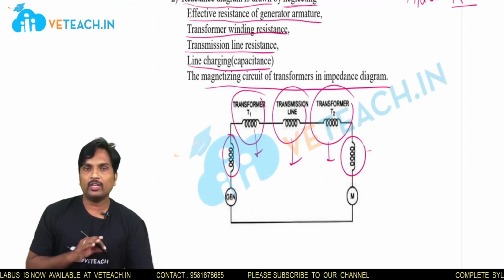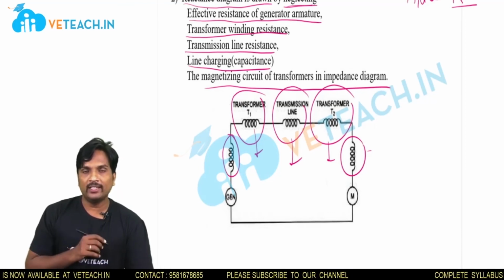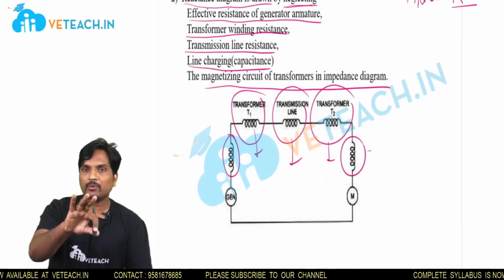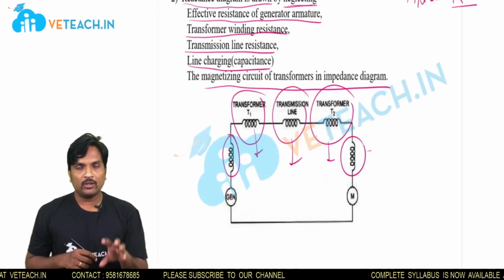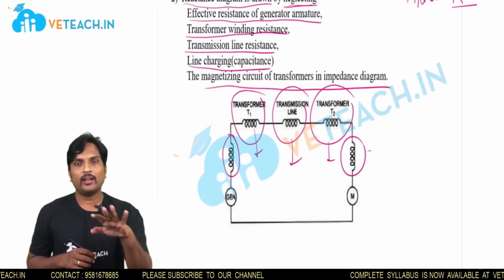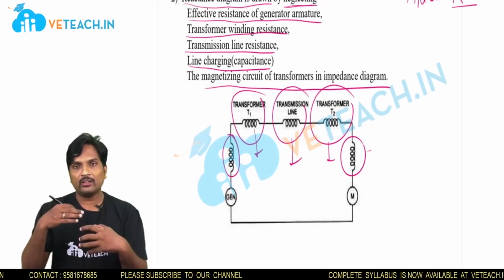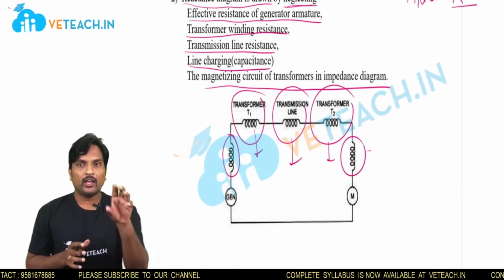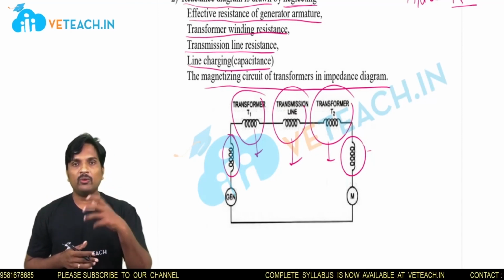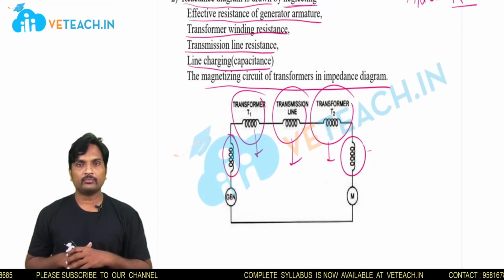So for this reactance diagram, what you need to do is first draw the impedance diagram. If you are confused in drawing a reactance diagram, first draw the impedance diagram from a single line diagram. After that, eliminate the resistances in that impedance diagram. Finally, we will get the reactance diagram.